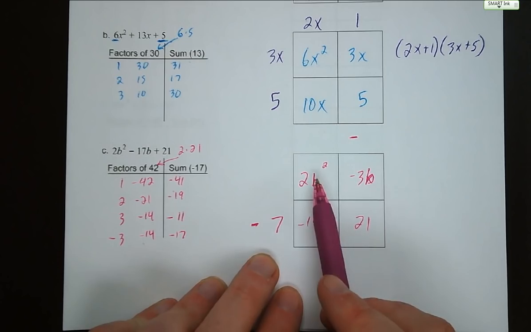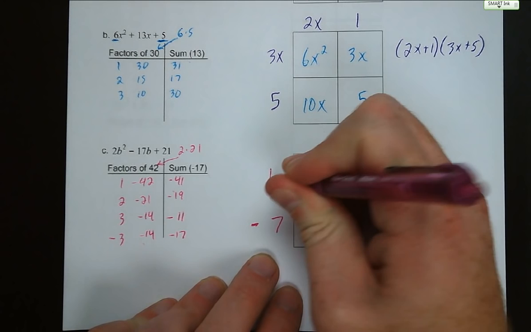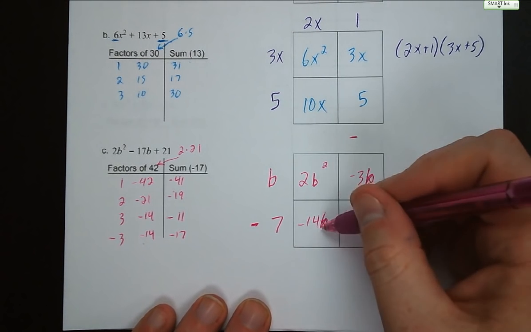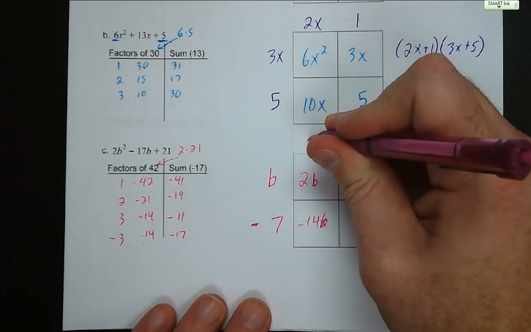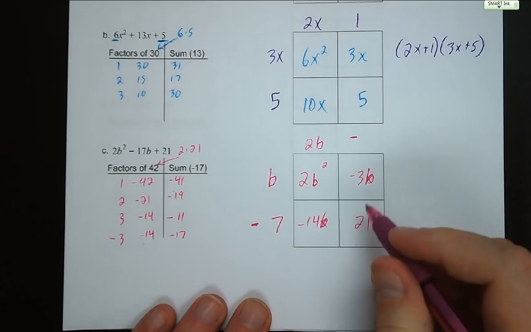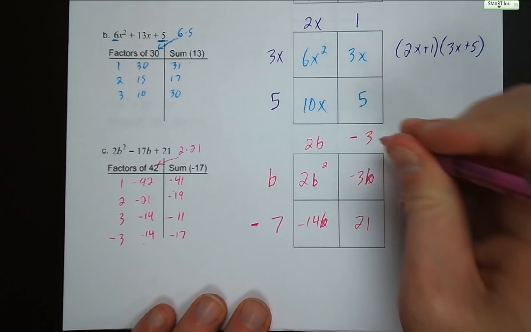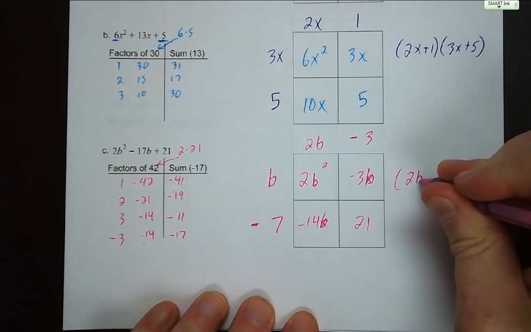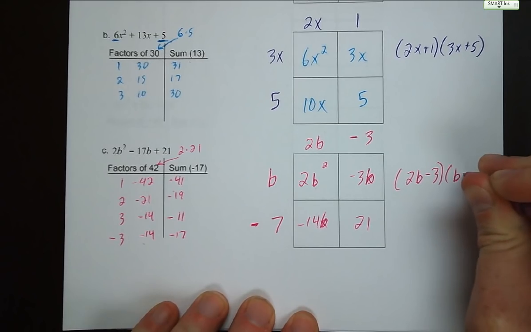Between a 2b squared and negative 3b, our common factor there is b. If we work vertically, common factor between 2b squared and negative 14b is a 2b. And vertically here, we're going to have a negative 3. So our two terms are 2b minus 3 and b minus 7.